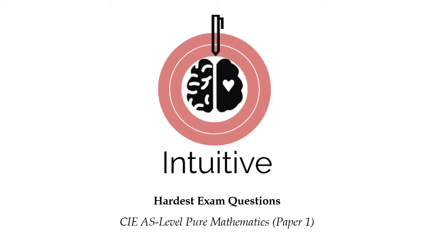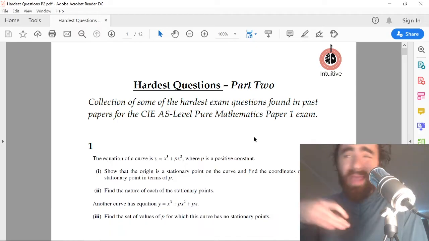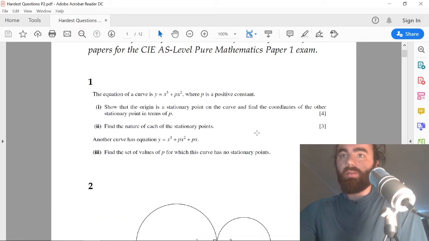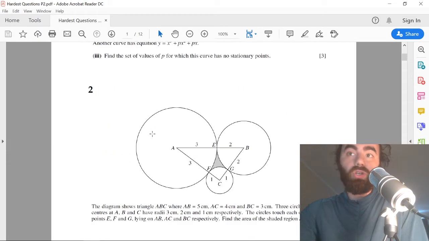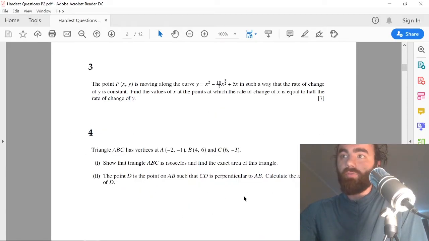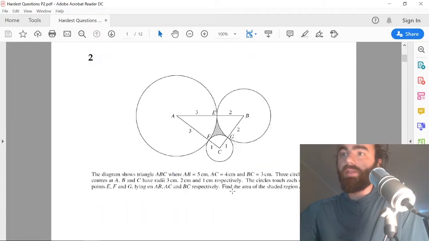Part 2 of the hardest questions in the CIE AS level pure maths paper 1. Here we're going to do another 4 questions, and you can see those here. This is question 1 we're first going to be tackling, then question 2, question 3, and question 4, all worth quite a lot of marks.